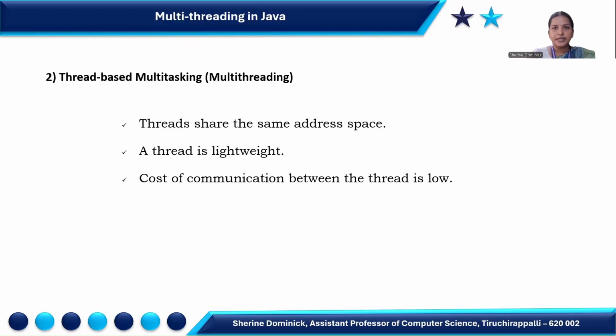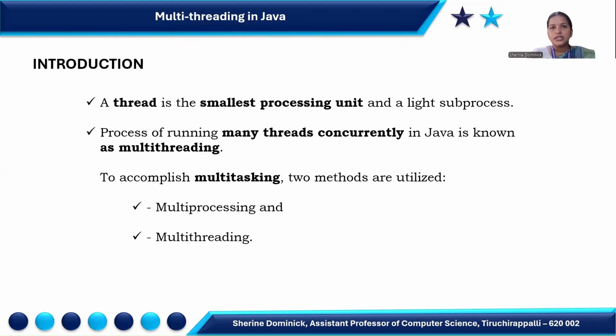A thread here becomes a lightweight process, and the cost of communication between the threads is low because they occupy the same space. In the buffer, they can store their content, and another thread can fetch the content. So inter-thread communication becomes much easier. We are going to see in depth about multi-threading and how to implement it in Java.